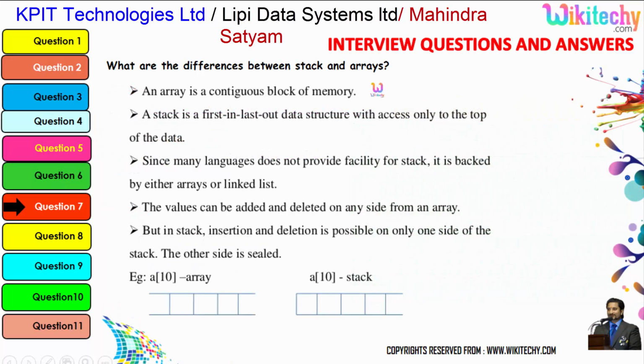Now let's talk about the differences between stack and arrays. It is really the same. An array is a continuous block of memory and you can insert and delete on both sides. Whereas a stack will have only one side to insert and delete. The last one who comes in will come out first. That's how the stack will work. That's the difference.